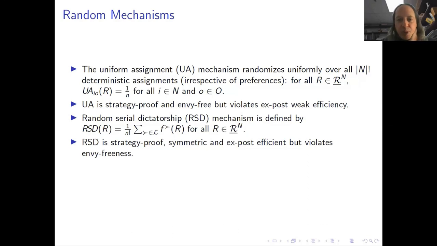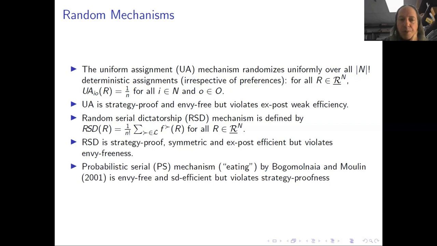This is strategy-proof, symmetric and ex-post efficient, but it's not envy-free. Probabilistic serial is another important mechanism, maybe less known, but it's like eating. Well, you have those preferences. What you do is, any agent starts eating at his most preferred object, right? And this is at uniform speed. So let's say if two agents have the same object A at the top, then this object is eaten away after time 1/2, right? After time one. So after time 1/2, this is gone. So they switch to the next one, right? So at any time an object is finished, an agent switches to the next one. Then you just collect those eaten shares, and these are your random assignments. It's envy-free and SD-efficient, but it is not strategy-proof.